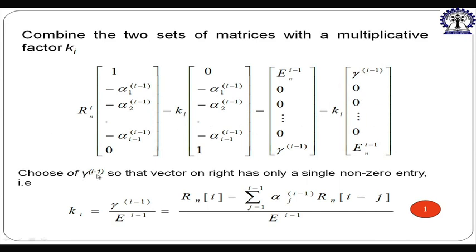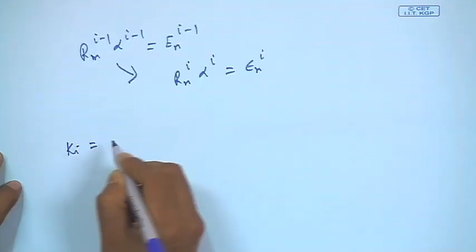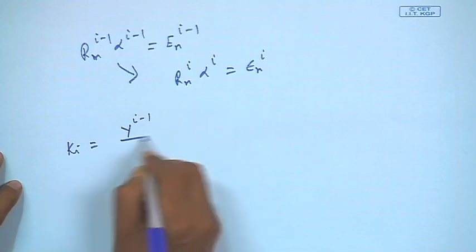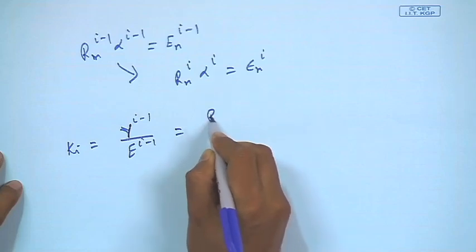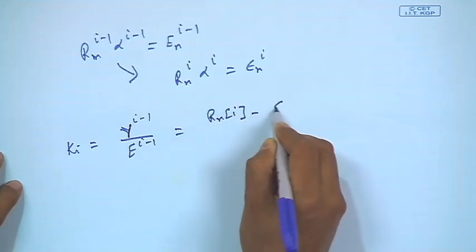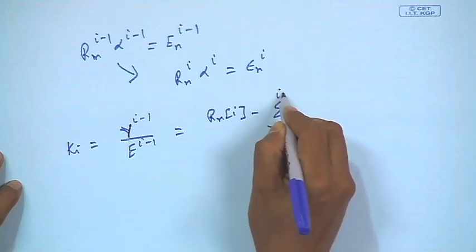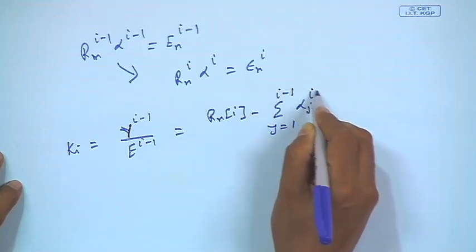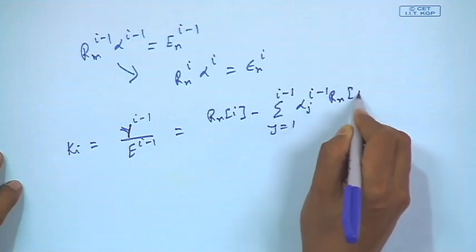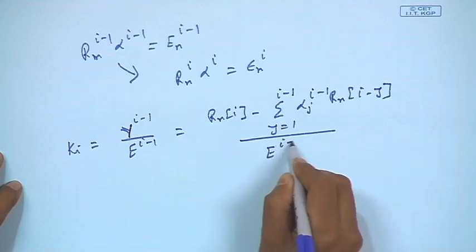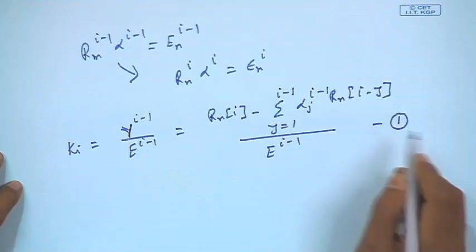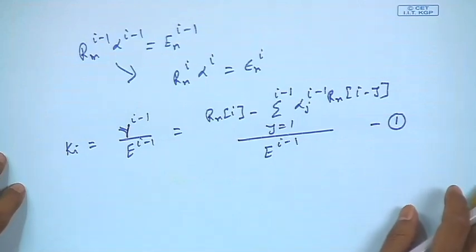Okay. And then we choose k i so that the vector on the right side has only a single non-zero entry. So, k i, which is the weight vector of the predictor, is nothing but gamma (i minus 1) divided by E (i minus 1), where gamma (i minus 1) is R n i minus the sum over j equal to 1 to i minus 1 of alpha j (i minus 1) R n (i minus j), divided by E of (i minus 1). This is equation number 1 for the autocorrelation method solution k i.